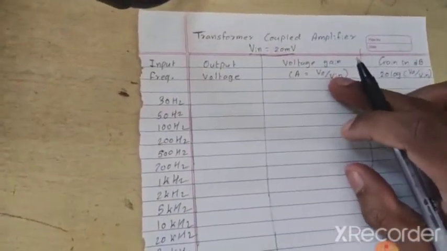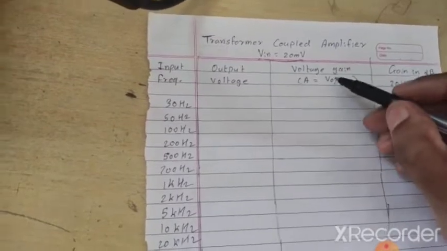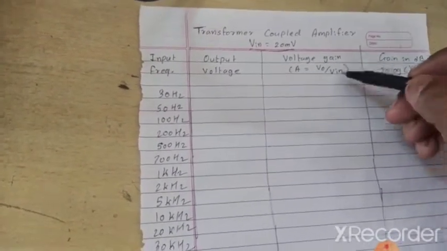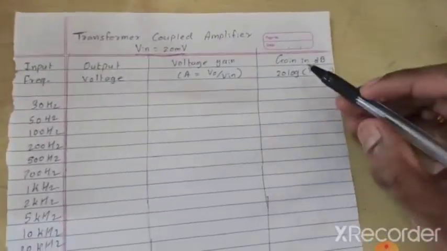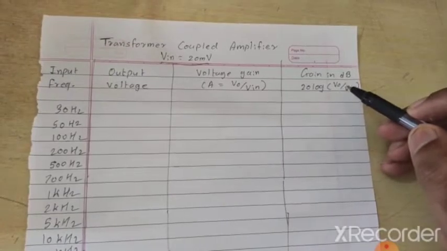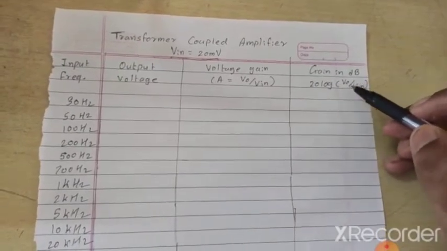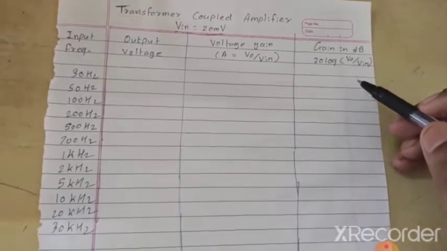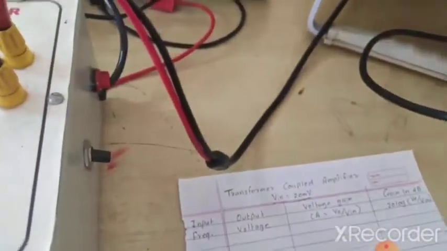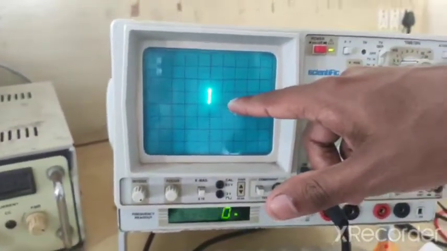And after that you have to calculate the voltage gain, which is given as V naught upon V in. We know the V in is 20 millivolt, and after that we have to calculate the gain in dB, which is calculated by 20 log V naught upon V in. I'm going to give you the input frequency and output voltage. You have to calculate the gain and the gain in dB on your own.